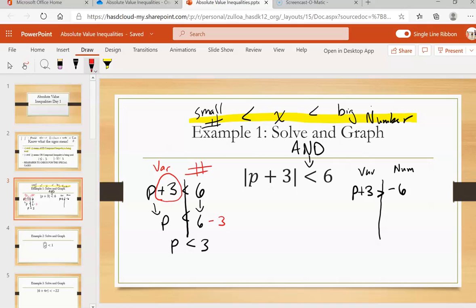On the left-hand side, you're going to get rid of that plus 3. So the p comes down, the inequality comes down, and your -6 comes down. That plus 3 on the left comes over to the right as a -3. And then it's p greater than, and -6 minus 3 is -9. Okay?